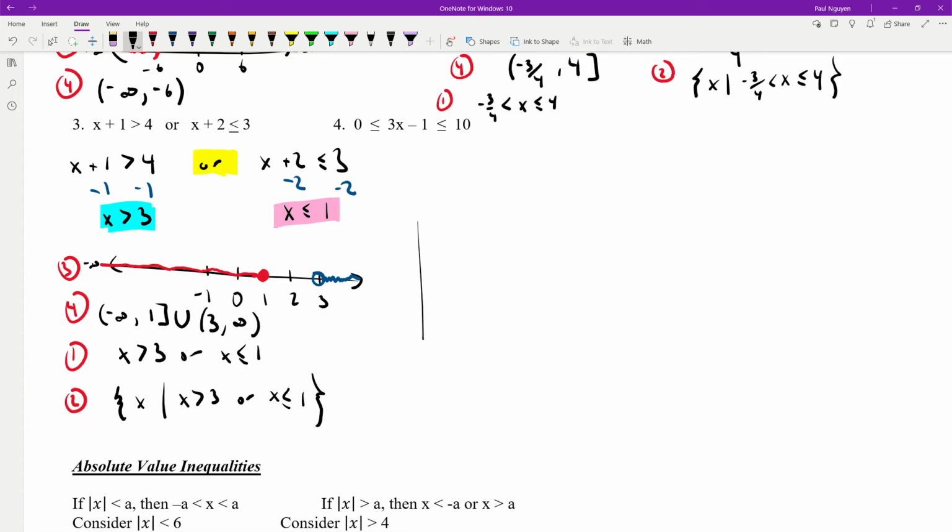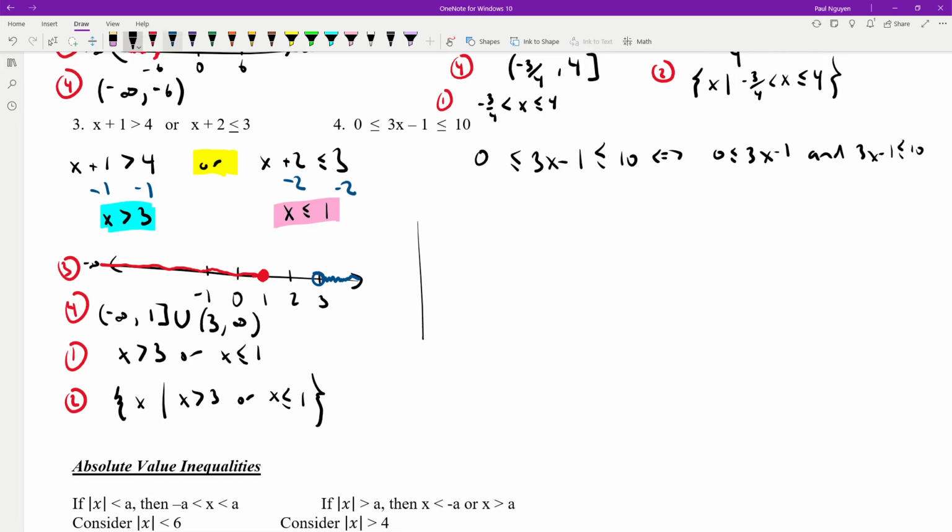Here I have a compound inequality. This is 3x minus 1 is bigger than or equal to 0, and at the same time it's less than or equal to 10. Note this is the same as saying this. 3x minus 1 is bigger than or equal to 0, and 3x minus 1 is less than or equal to 10. So you can work this out the same way, but if you have a compound inequality like this, you can't work with the whole thing at once.